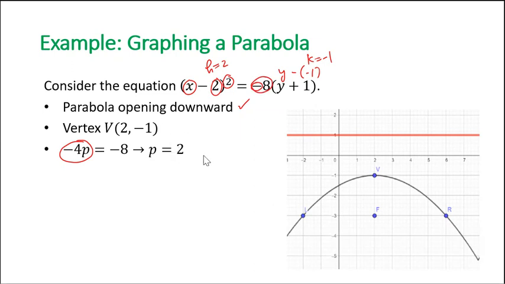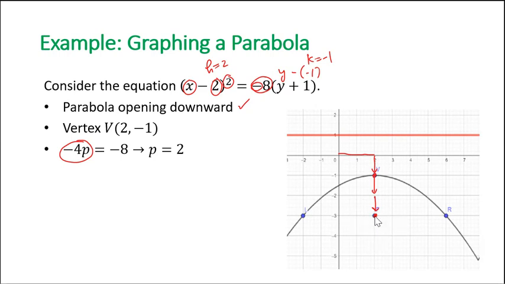To graph this parabola, we plot the vertex. The vertex is at 2 comma negative 1. From the origin, you move 2 units to the right and then 1 unit downward to get this vertex. And since the parabola opens downward, the focus is located below the vertex. So we have to count 2 units downward to get the focus. And then from this focus, we have to get the endpoints of the latus rectum.